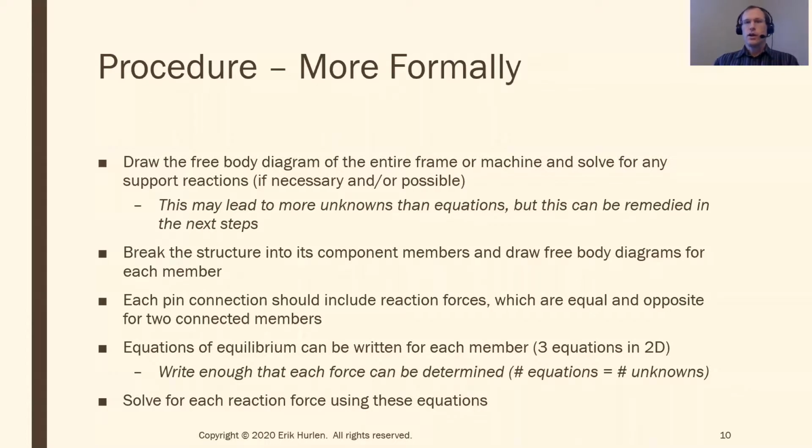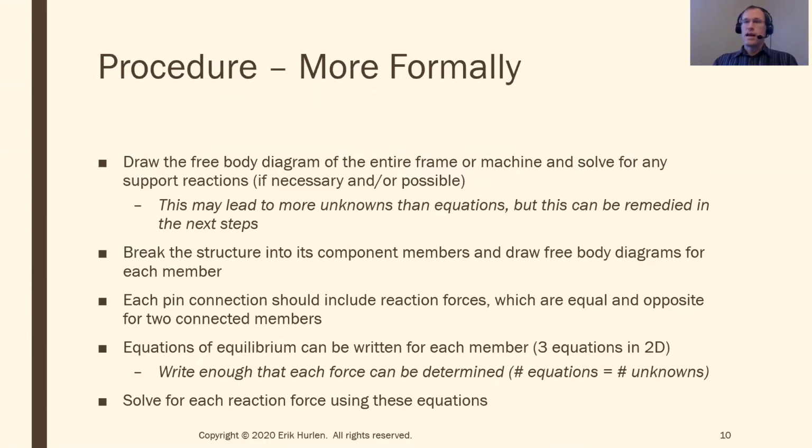And so officially, the procedure: you want to draw the free body diagram for the entire structure and solve for any support reactions, if you can. So again, like we saw in the previous example, I had 6 unknowns, 9 equations. I had a pin and a roller connection. If instead of having a pin and a roller, I had 2 pins, for example, that's going to give me an extra external reaction force that I wouldn't be able to solve for using standard rigid body equilibrium.